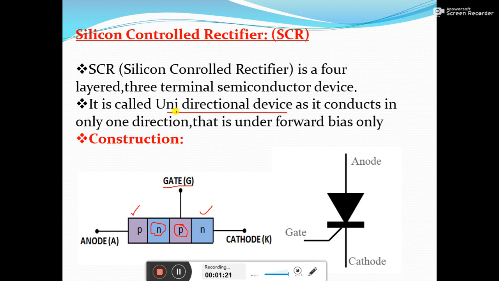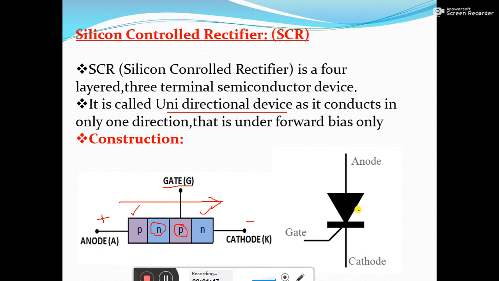As it is a unidirectional device, whenever it is forward biased, in the sense that the anode is made positive and the cathode is made negative, current only flows from anode to cathode. If it is reverse biased, let's say the cathode is made positive and the anode is made negative, there won't be any current flow. Since the current flow is only from anode to cathode, this is referred to as a unidirectional device. Here you can see the symbol. This is the gate, which is a controlling terminal. This is the anode terminal and this is the cathode terminal.